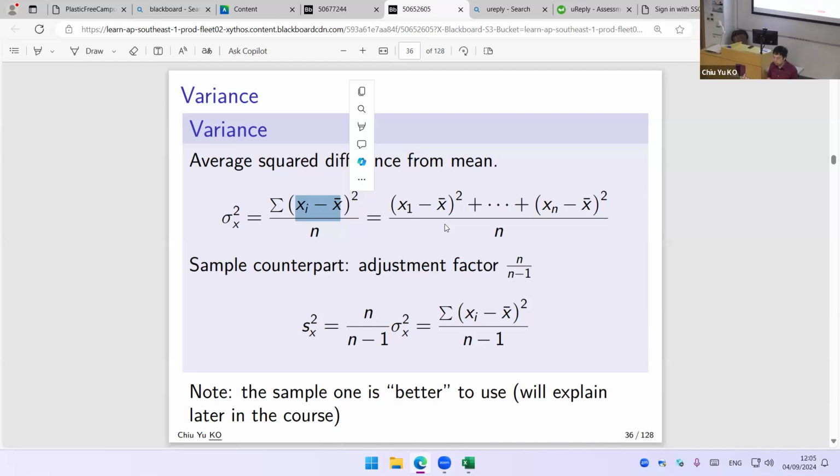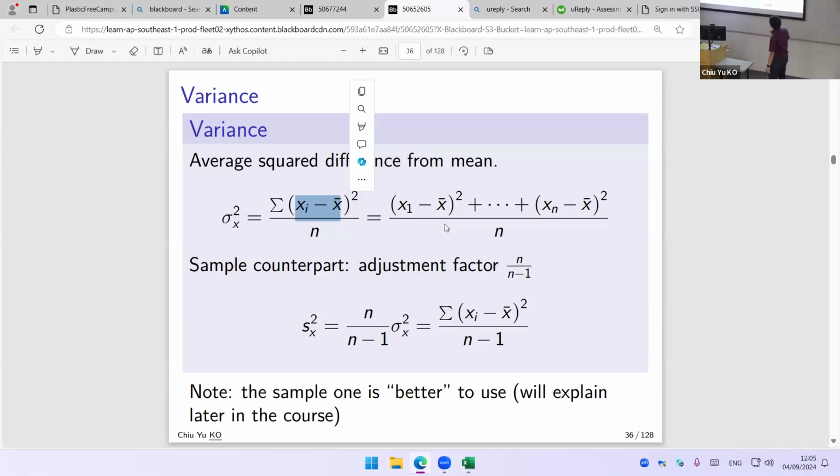But in Excel later, you will see there are two formulas, variance P and variance S, for population and sample. But we'll explain why we use this. It's called sample variance and population variance. And we often use this one. And we'll explain why in the second half of the course.